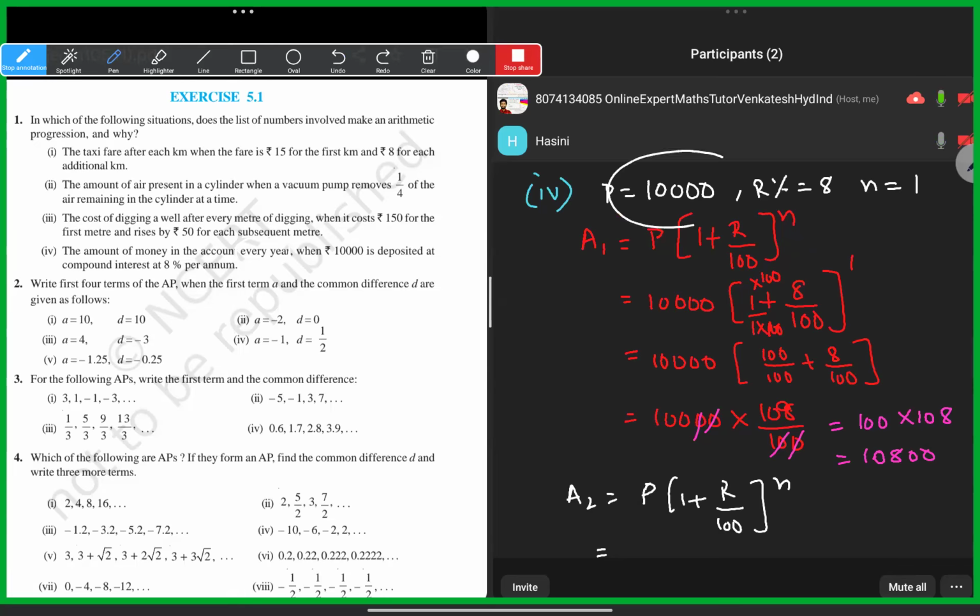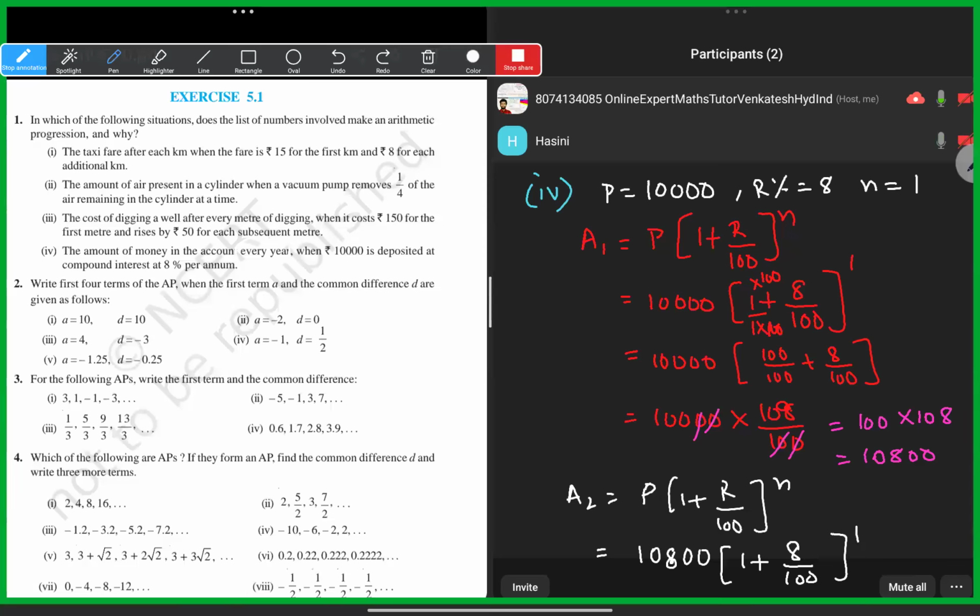Not the starting 10,000. Whatever the amount we got after 1 year, that will become the principal for the second year. Into 1 plus R, same 8%. Again, n is for that particular second year only, one year.